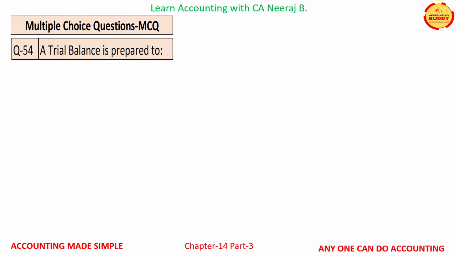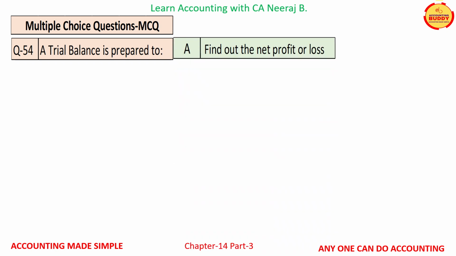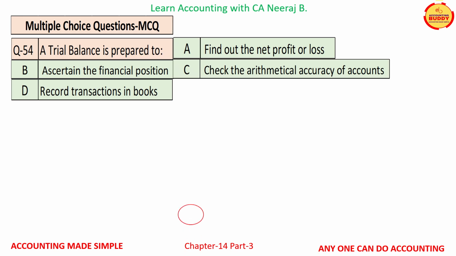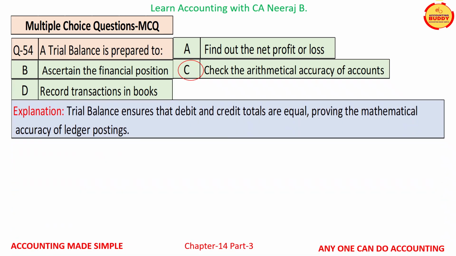Question number 54. A trial balance is prepared to, and the available options are option A, find out the net profit or loss, option B, ascertain the financial position, option C, check the arithmetical accuracy of accounts, and option D, record transactions in the books. And the correct option is option C, check the arithmetical accuracy of accounts. Trial balance ensures that the debit and credit totals are equal, providing the mathematical accuracy of ledger postings.